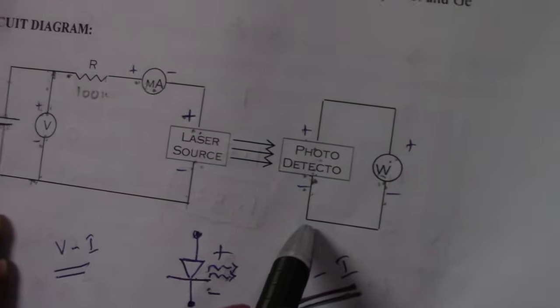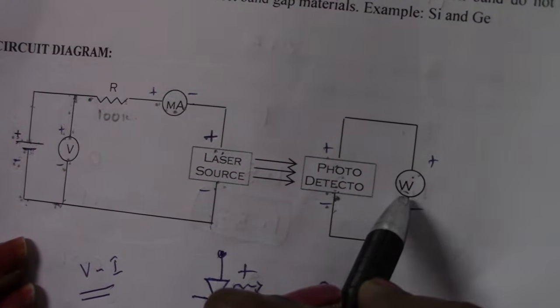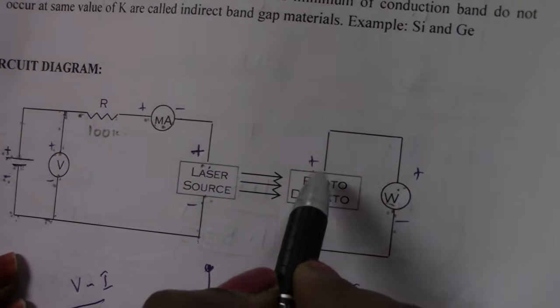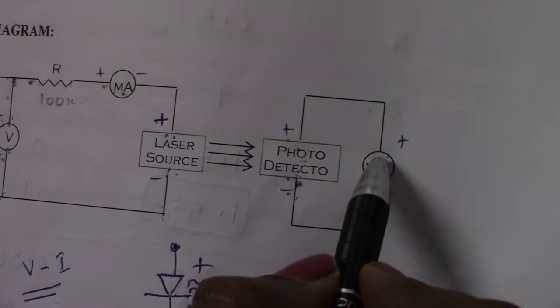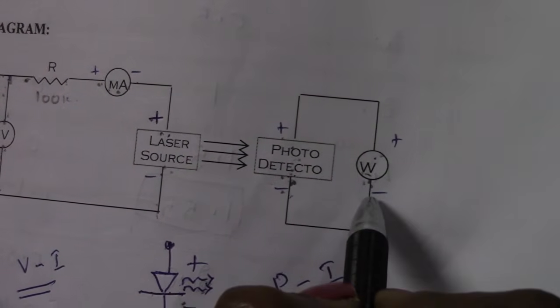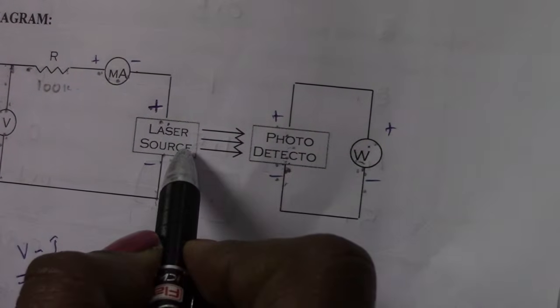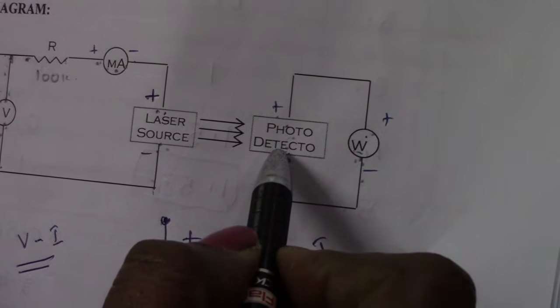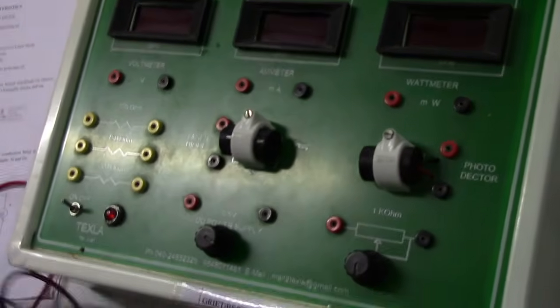Now coming to the rest of our circuit, which includes two more devices we have already discussed: the photo detector and the wattmeter. Again, these two devices are connected in parallel. The positive of the photo detector is connected to the positive terminal of the wattmeter, and the negative terminal of the photo detector is connected to the negative terminal of the wattmeter. This detector will detect the light energy and convert it into optical power, which can be measured with the help of this wattmeter. Now let us connect the circuit with the help of that diagram.